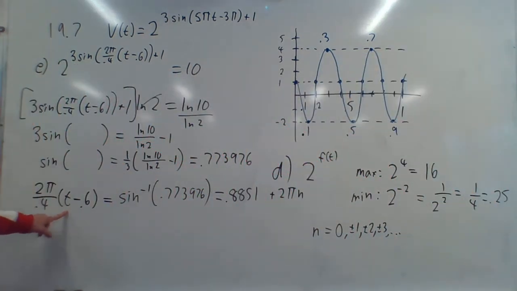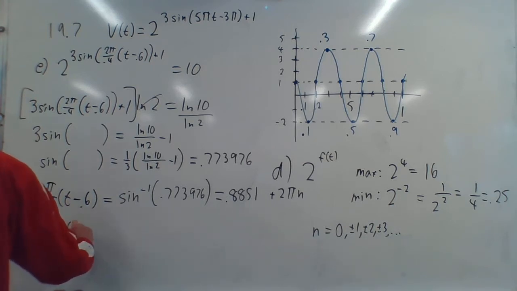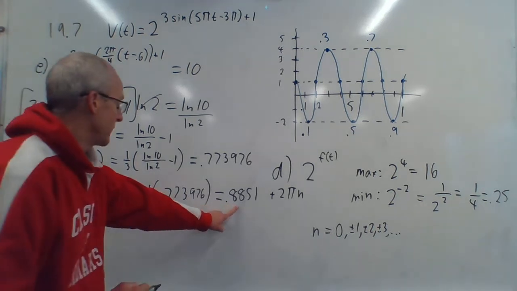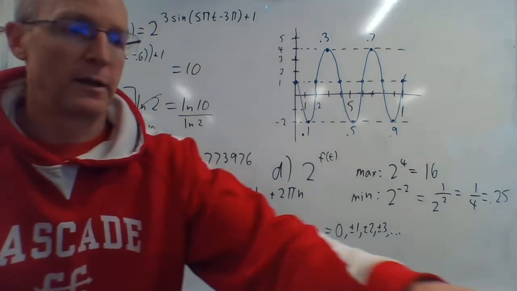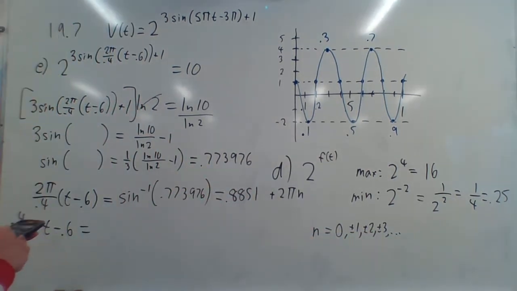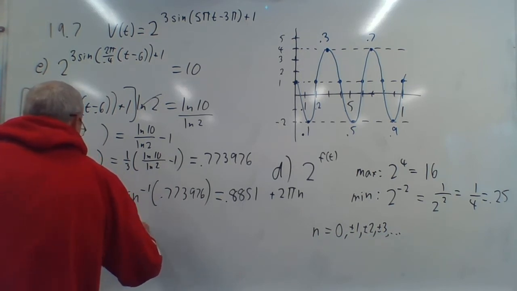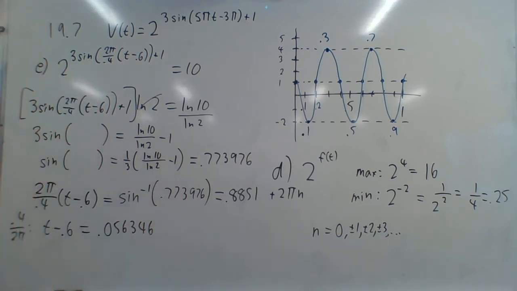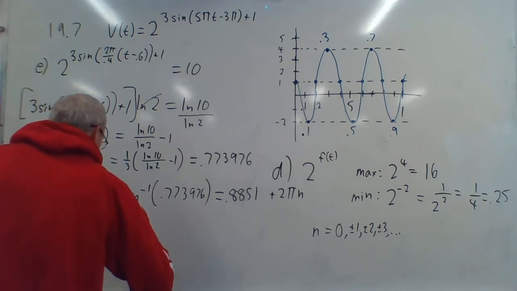But we want t, so we're not done yet. So let's see. To get t here, we've got to multiply both sides by 0.4 over 2 pi. So we multiply that, gets rid of this. Then we have left on this side t minus 0.6 equals, we multiply this by 0.4 over 2 pi, and we get a horrible number. So 0.4 divided by 2 divided by pi, I get 0.056346. What's the next number? Oh, it's a 9, so I can make that 47. Should be good enough.